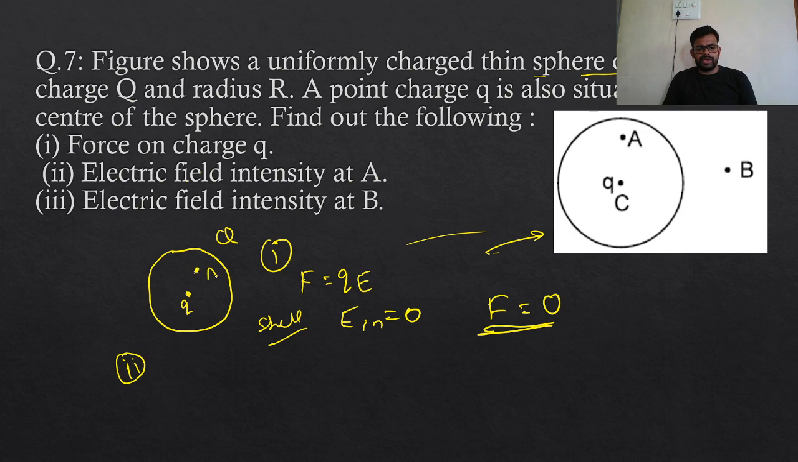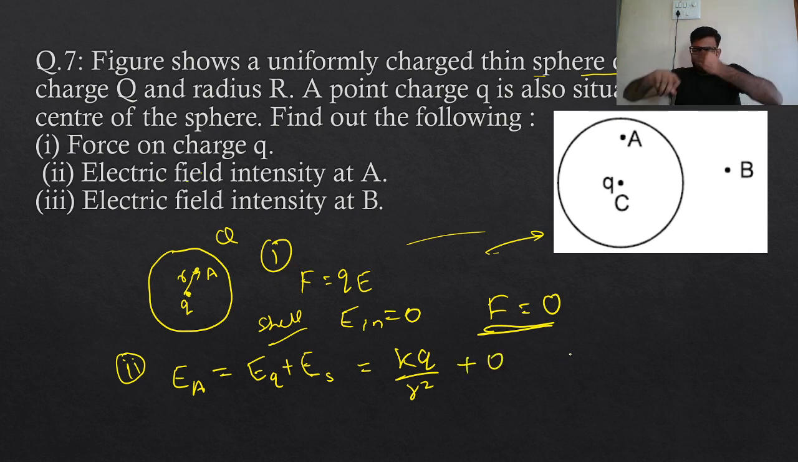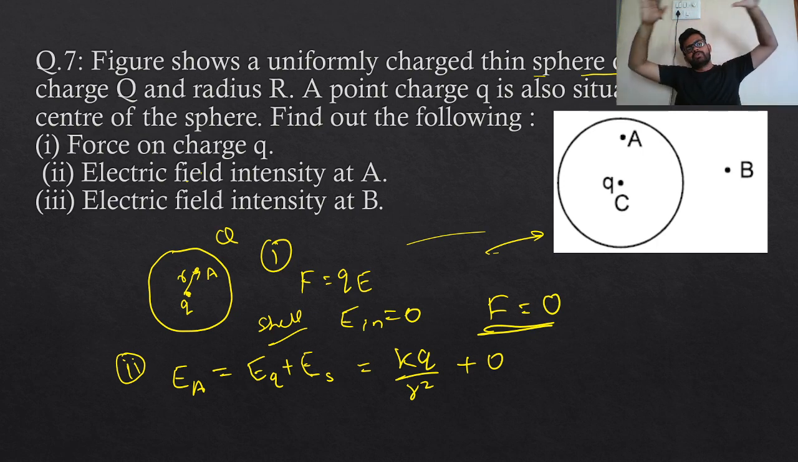So let's say there is a point A at some distance r. I will write the electric field intensity at point A due to charge q and due to the complete shell. Due to charge q it is kq divided by r square, and due to this complete sphere it is 0. Why? Because inside a uniformly charged shell the field intensity is 0.